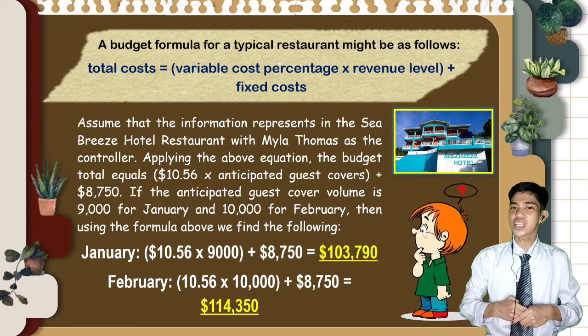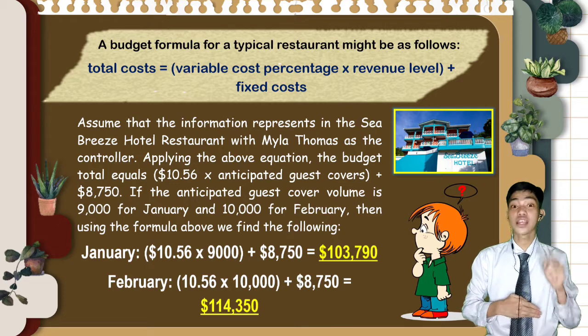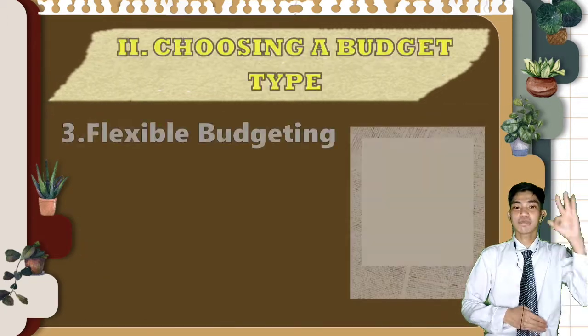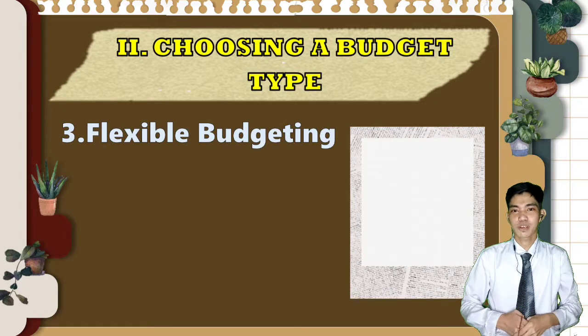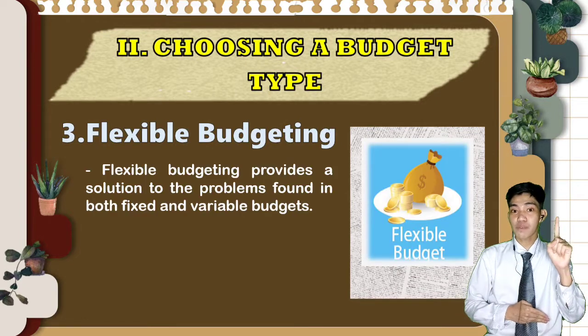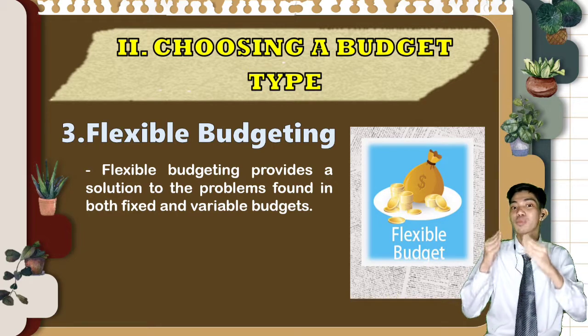production volume is within the normal or relevant range. However, in some cases, the production level outside this range may require different fixed costs and variable costs. For the third budget type is what we call the flexible budgeting. So class, this provides a solution to the problem found in both fixed and variable budget.